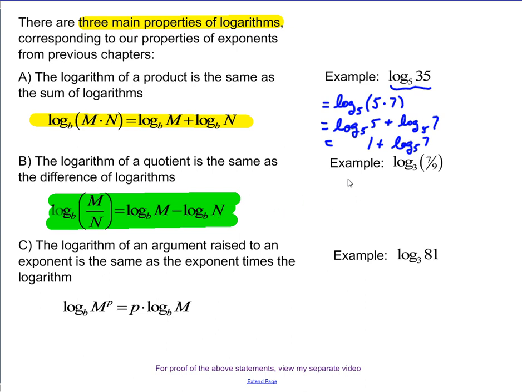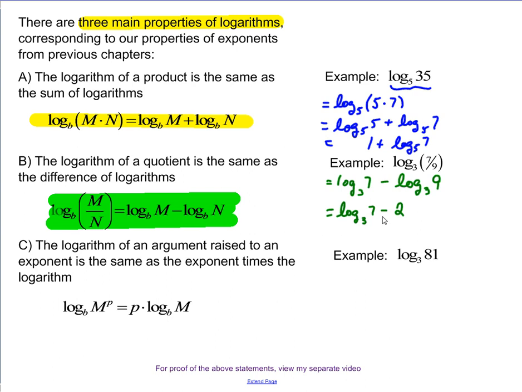So as another example, let's take a look at this one. We've got the logarithm base 3 of 7/9. Well, by this rule, this means that we're going to be taking the logarithm base 3 of 7 minus the logarithm base 3 of 9. And we actually know what the logarithm base 3 of 9 is, because 3 has to be raised to the second power to get 9. And so we could rewrite this as the logarithm base 3 of 7 minus 2.